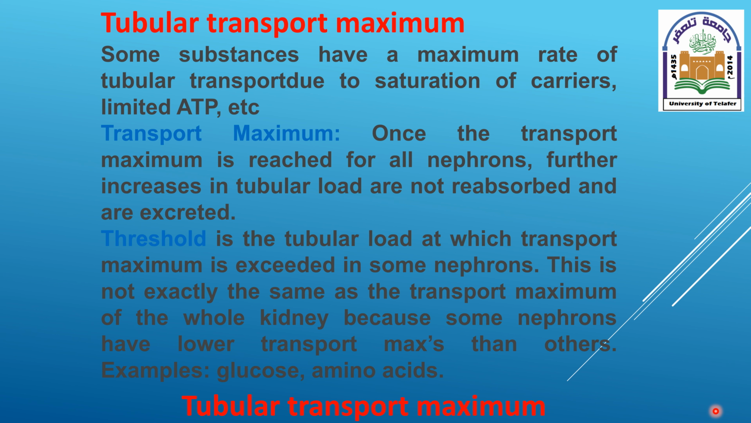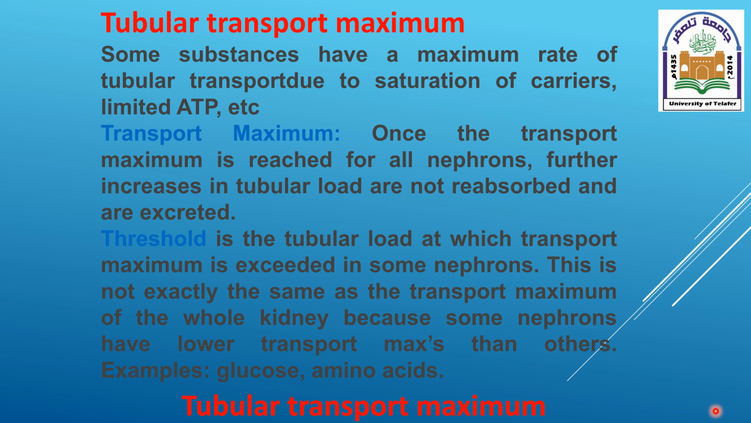However, before we reach the transport maximum, sometimes the substance starts to appear even before it, because certain nephrons reach their maximal transport earlier, and this is known as the threshold level for reabsorption of the substance. For example, in a normal subject, glucose is freely filtered at the glomeruli and is totally reabsorbed in the proximal convoluted tubules because the amount filtered is less than the capacity of the tubule to reabsorb glucose.